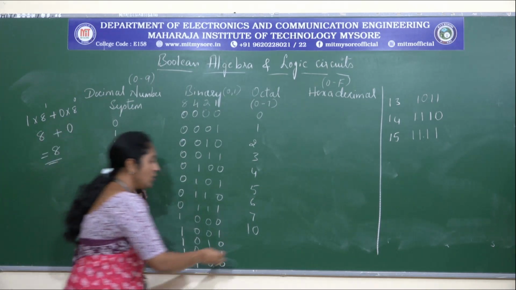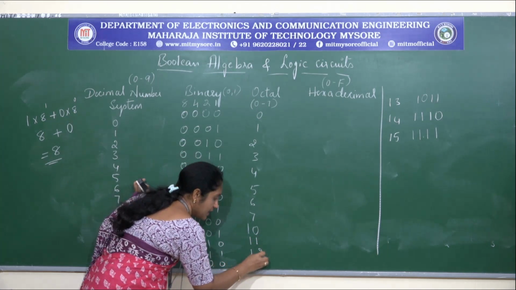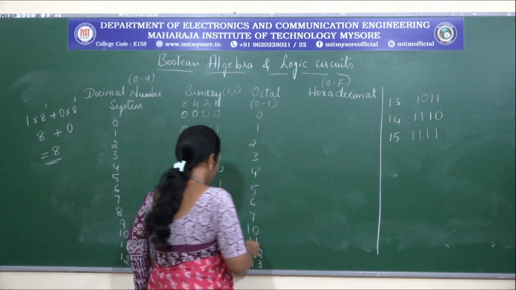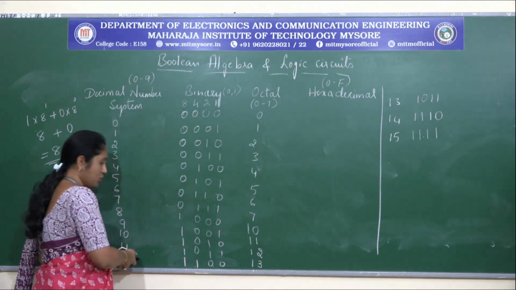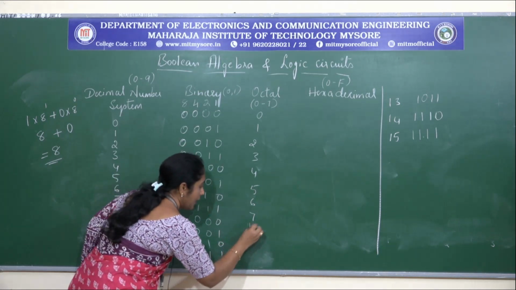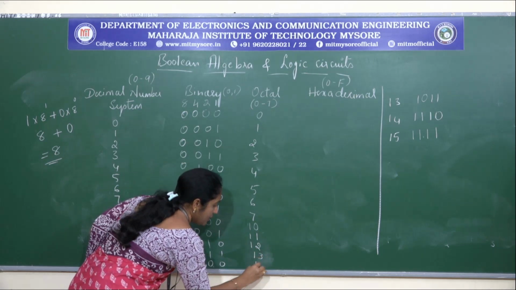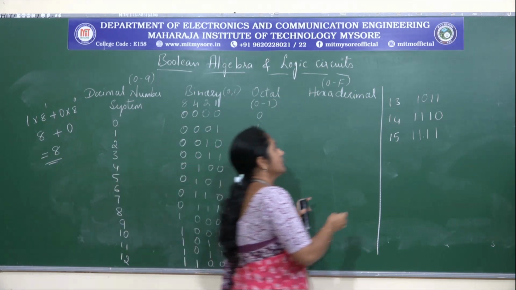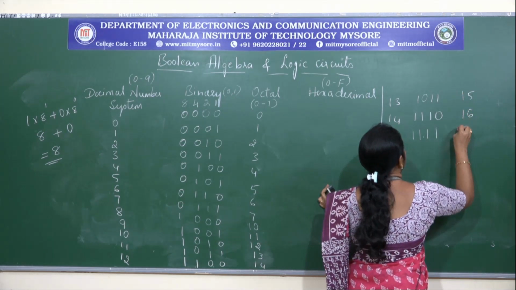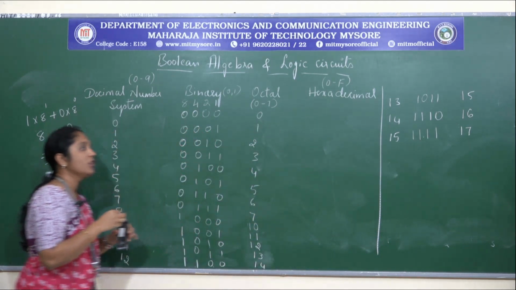Okay, let us continue. Therefore, after 10, 8, this is 9, this is 10, 11, we need to write up to 12, right? So 8, 9, 10, 11, 12, okay, next 13, 14, 15.